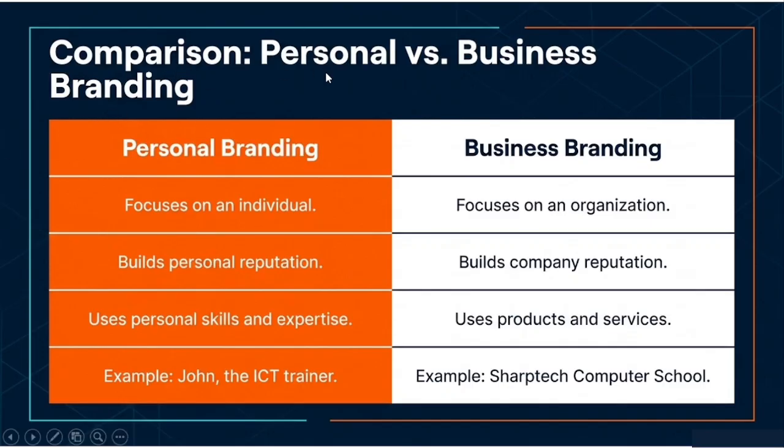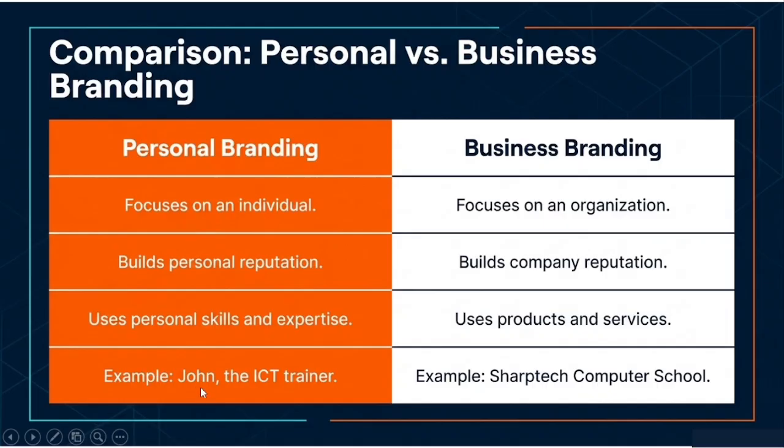So we are supposed to be comparing personal branding versus business branding. Of course, personal branding focuses on an individual, meanwhile business branding focuses on an organization. Personal branding builds personal reputation, meanwhile business branding builds the company's reputation, what people think about the company. But personal branding, you build the reputation, what people think about you as a person. Personal branding, you use personal skills and expertise. And then business branding, you use the products and services to market the business or the company.